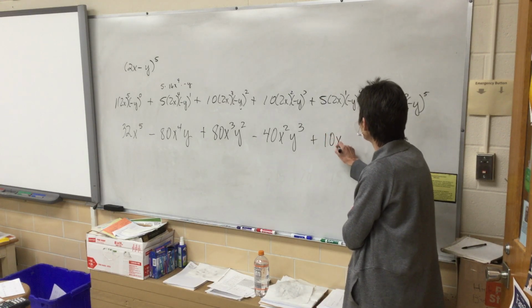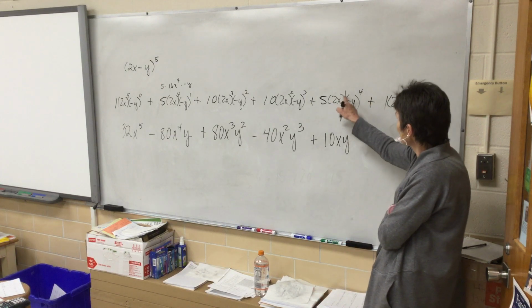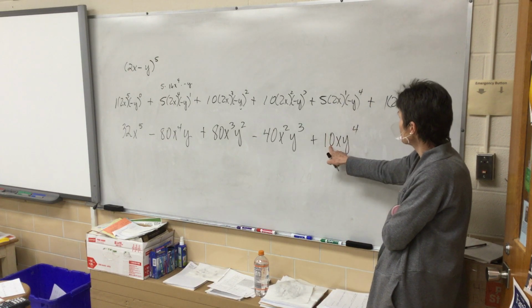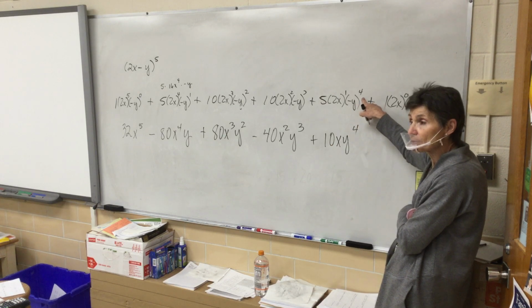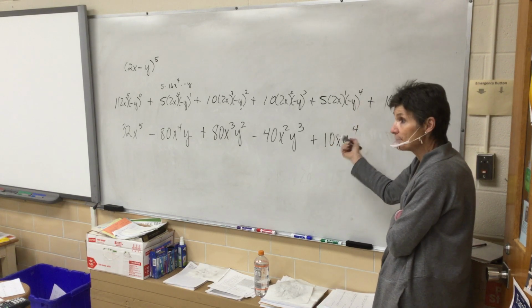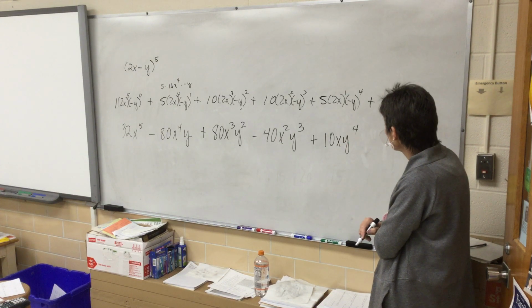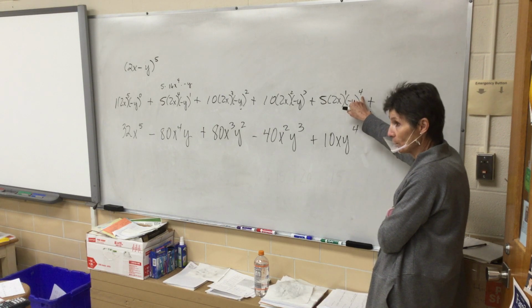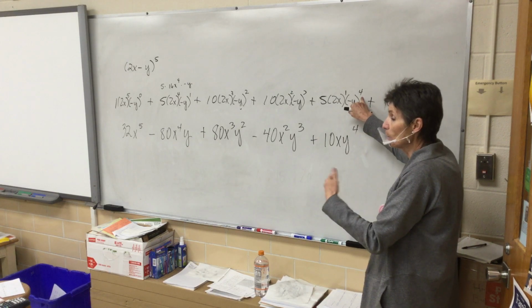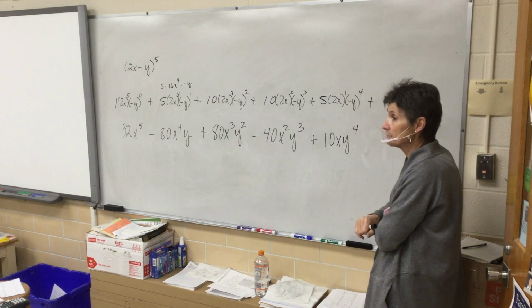Positive 10x y to the 4th. That's exactly right. This is 2x to the 1st, so it's just 5 times 2. It's a negative to an even power, a negative to the 4th power, so it's positive. When you raise a negative to a power, an odd number of negatives will be negative, and an even number of negatives is positive.